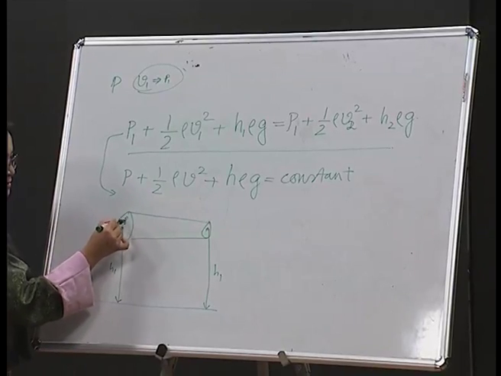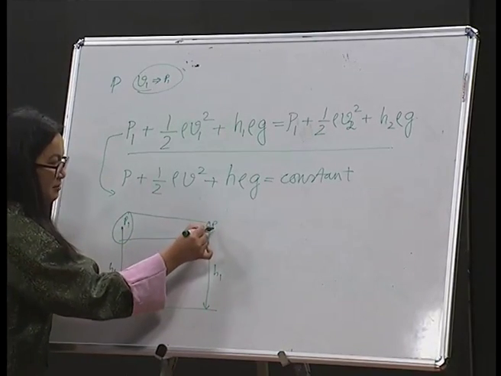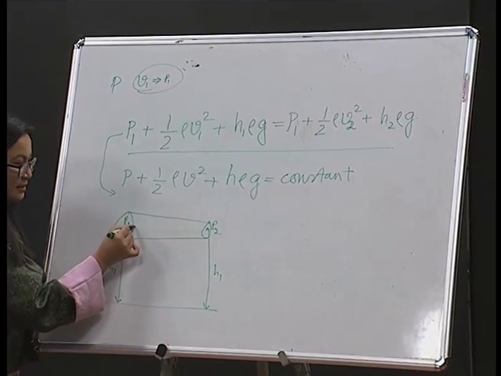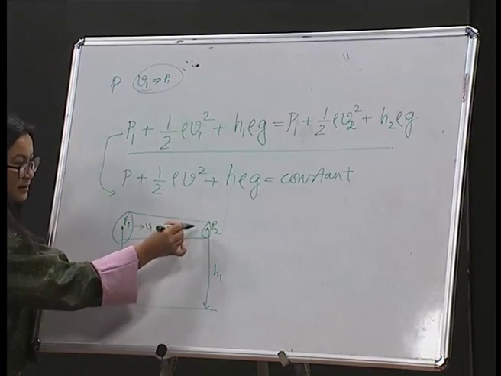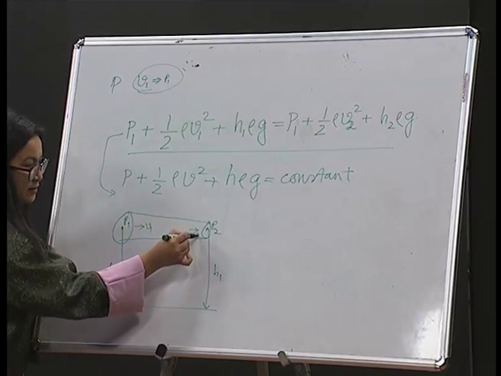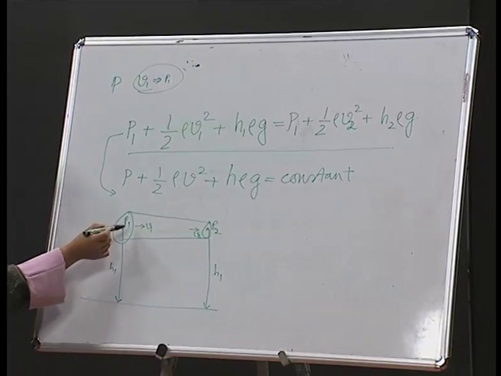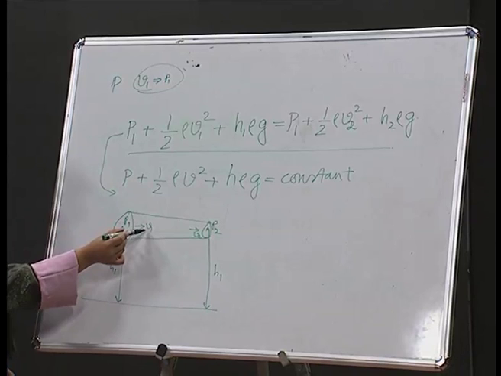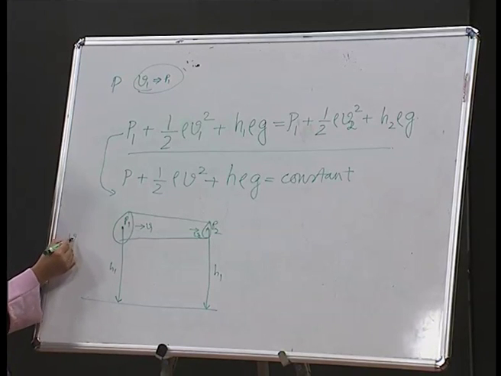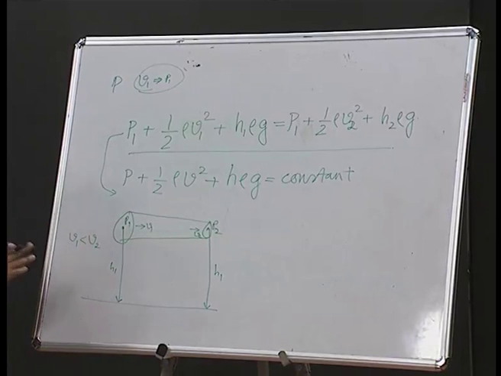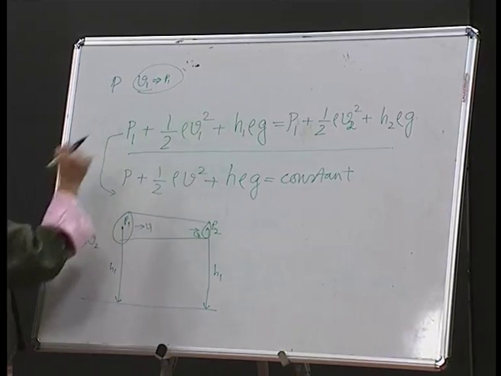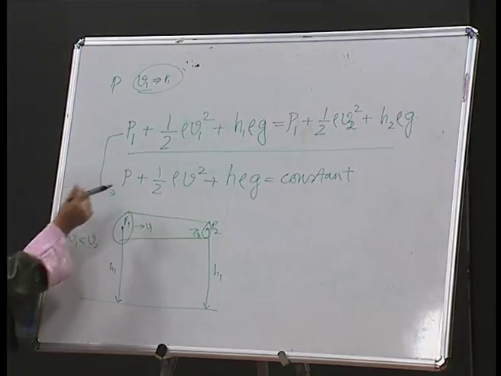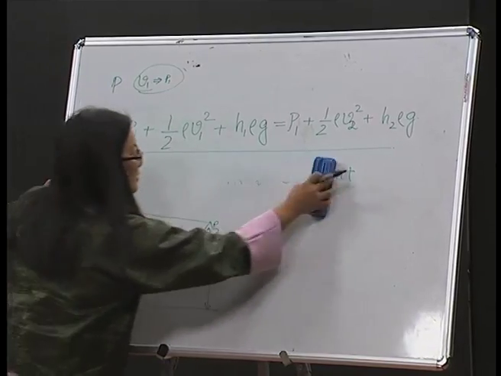Here let us say the pressure is P1, here the pressure is P2, and here the velocity is V1, here the velocity is V2. Now, from the equation of continuity, here the area is more, so velocity has to be less. So, you can write V1 is less than V2. Now, we will apply this concept here. Okay, so let me rub this.